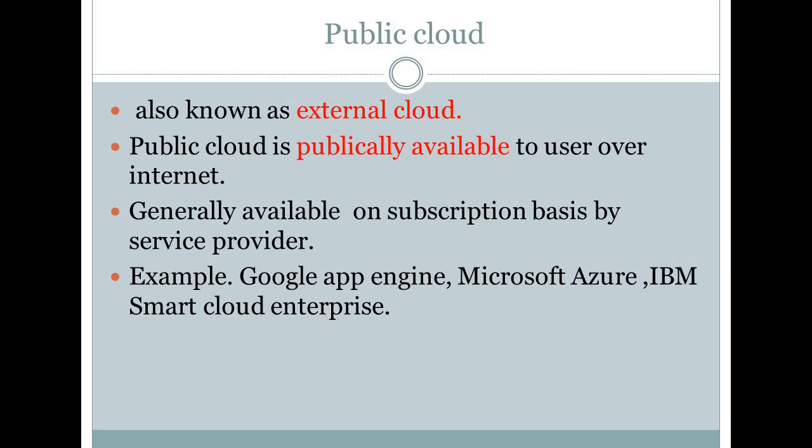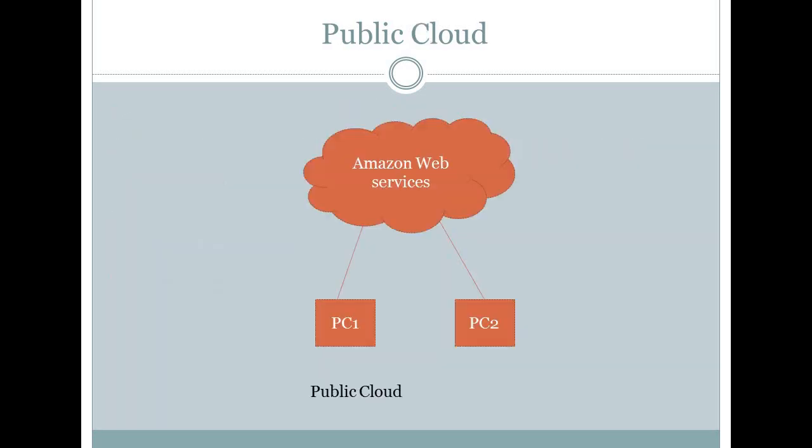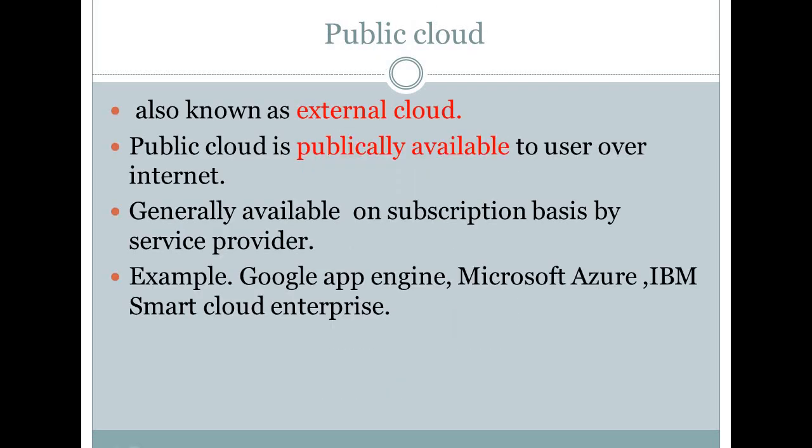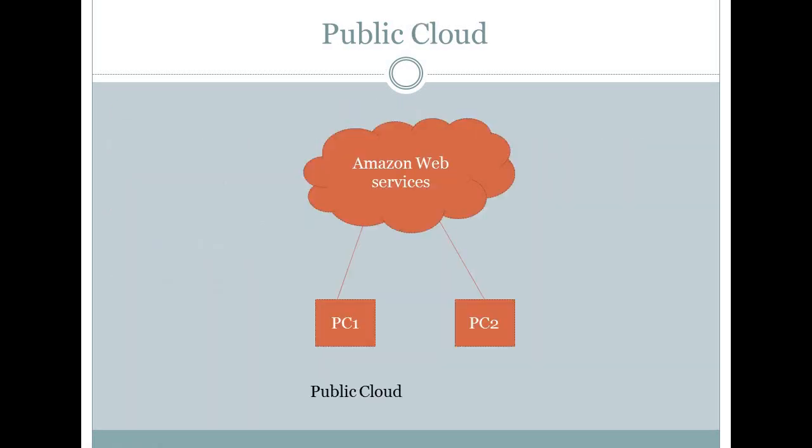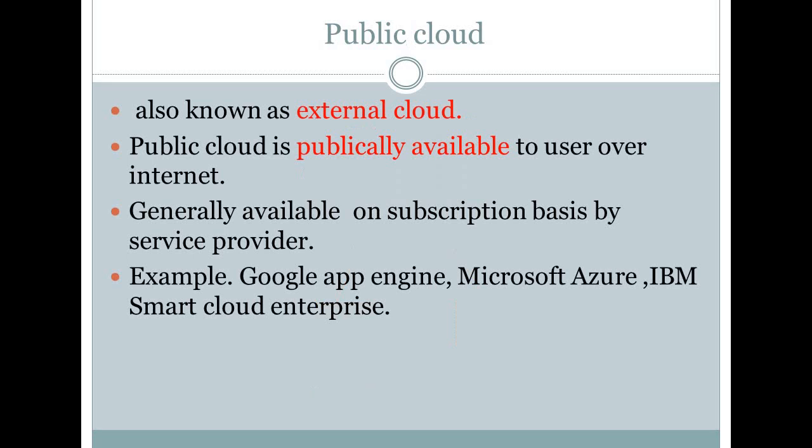Next one is the public cloud. What is the public cloud? It is publicly available to users over the internet, free or based on charges. The main goal of this kind of cloud is to provide a service to other users based on a charge. That is the main aim of the public cloud.